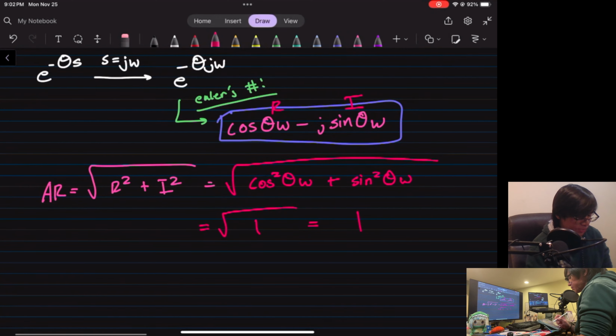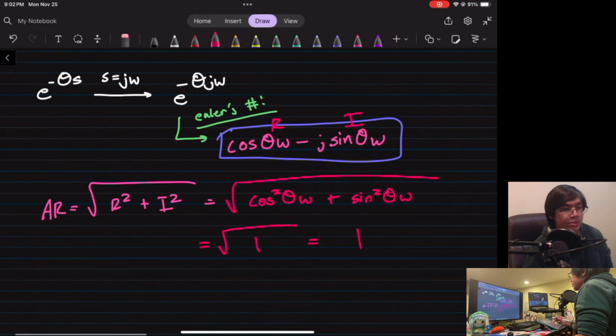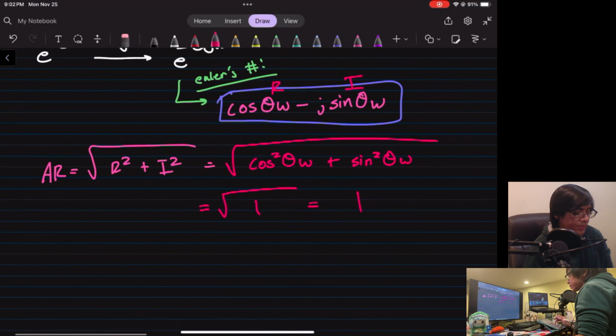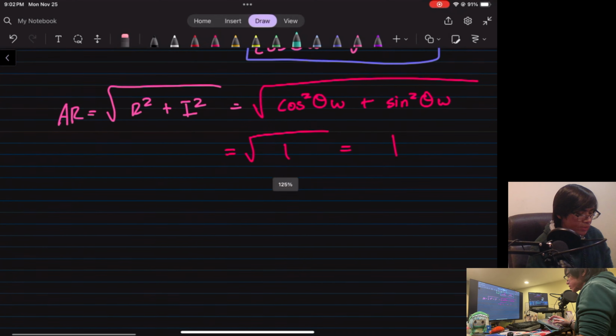So I notice that the amplitude ratio doesn't actually change. So we don't actually have to change the amplitude ratio by multiplying by something new. It's just 1. So the amplitude ratio remains the same. However, the phase lag is where it gets a little interesting.